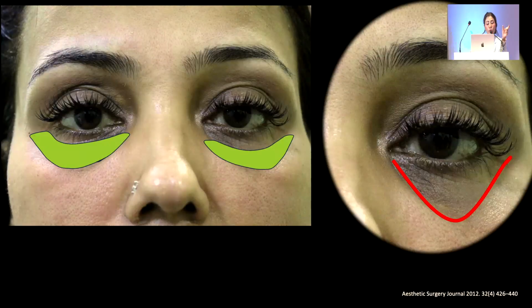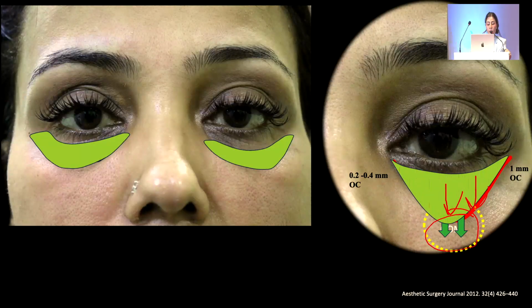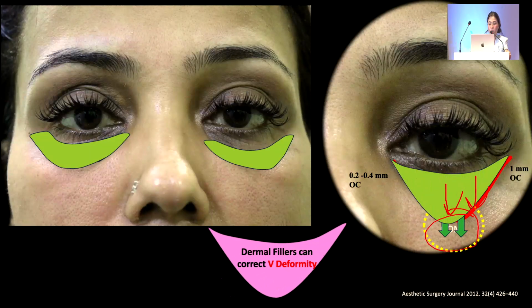But this osteocutaneous contact is only there medially and laterally. Centrally, if you look here, this is osteoorbicularis. This is not in contact with the skin, and because of gravity, you see most of the tissue coming down, and this is what leads to a V-frame deformity in the elderly age group. This is best corrected with injection of dermal filler.